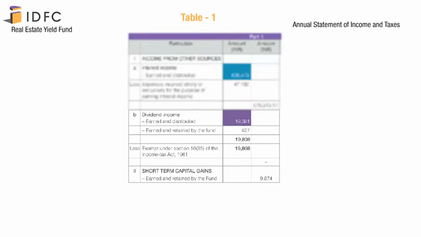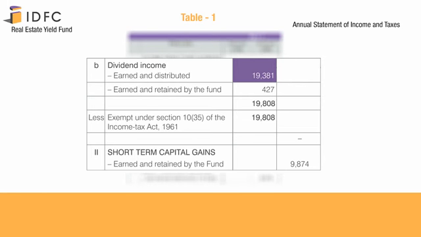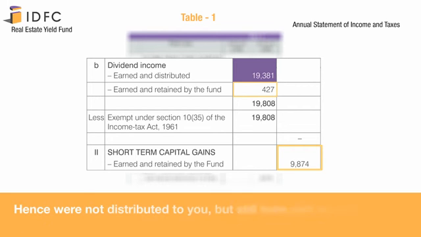The next 2 figures refer to the dividend income earned and the short-term capital gains income earned, both from liquid mutual funds. As intimated earlier, these have been retained by the fund towards meeting operating expenses. Hence, they were not distributed to you, but still form part of your income.